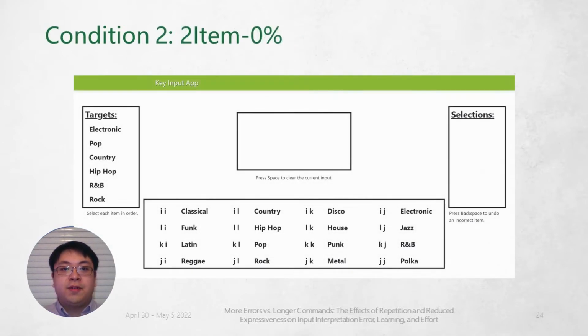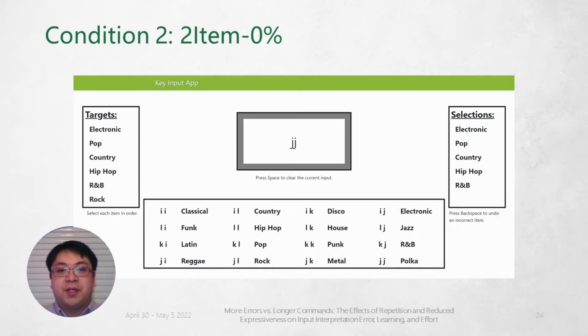The second condition of 2 item 0% tests the expressiveness reduction technique by decreasing the number of possible items per key to 2, but increasing the sequence length to 4 so that the number of selections remained the same. This condition was tested under an error rate of 0%.